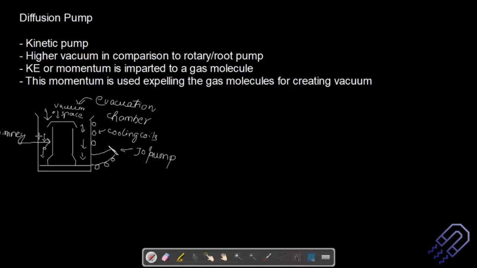So how does it expel? This is something which we are going to look into. Here we basically can consider this part, this is nothing but a heater. You can actually go to a very high temperature. We have got some oil inside, and if we heat that, the oil will actually start to go up, rise up.